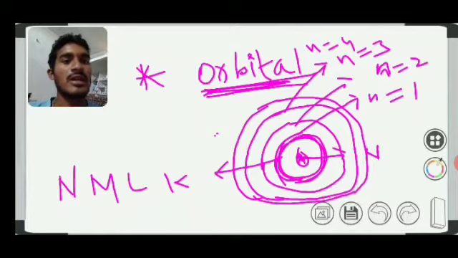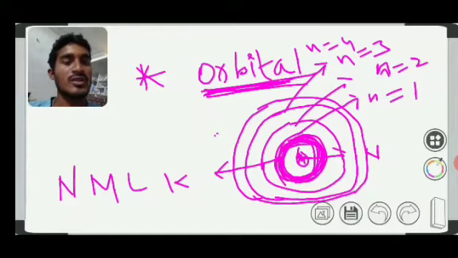An orbital is a place where the probability of finding an electron is maximum. It covers the shell. An orbital may hold 0 or 2 electrons, and more than that in some cases. The electrons revolve around the nucleus, and that region we call an orbital.